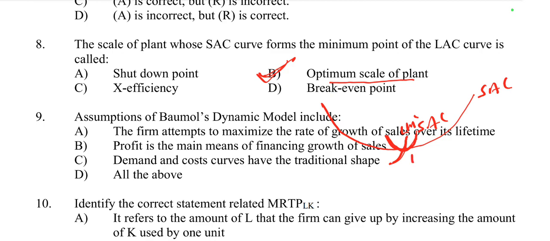So at point E here, the minimum point of LAC and the minimum point of SAC coincide. At this point the firm is operating at its most efficient level, minimizing per unit cost in both the short run as well as the long run. So it is called the optimal scale of plant. So option B is right here.